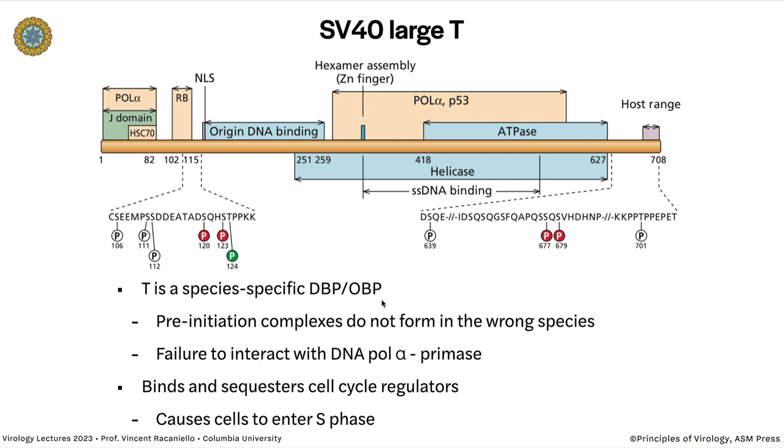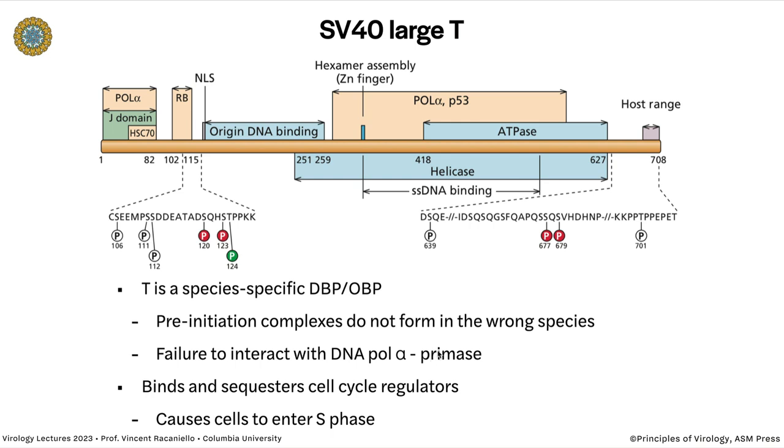And that is because pre-initiation complexes do not form in the wrong species. So this SV40 stands for simian virus 40. The virus infects primate cells, but it won't, for example, infect mouse cells. And that's because the T antigen of SV40 does not interact with the Pol alpha primase in the mouse cell. And that's an essential part for getting viral DNA synthesis going, T antigen binding the DNA and then interacting with Pol alpha primase, and it simply doesn't occur in the wrong species.